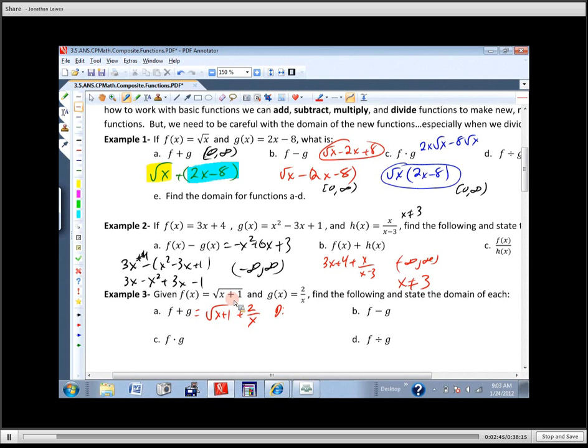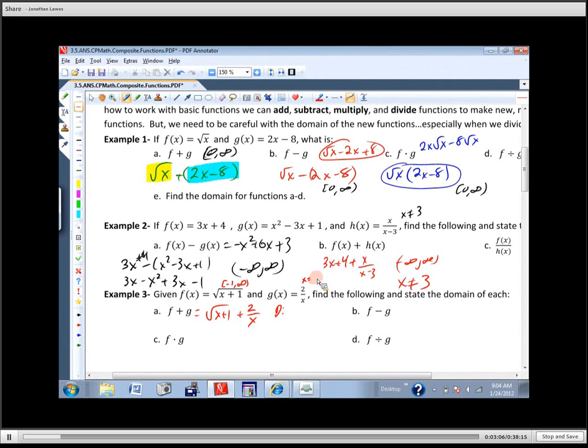Anything that is bigger than negative 1. Greater than or equal to negative 1. So the domain on this one is from negative 1 to infinity. Because it's okay to plug in a negative 1. You get negative 1 plus 1. That's 0. Square root of 0 is 0. That's totally okay. And what's the domain for this one?